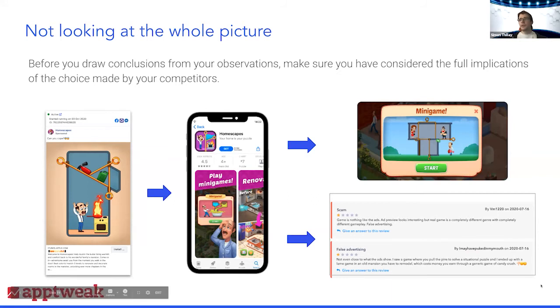And at the same time, we do see that users in the store are complaining about this, saying that the game does not conform to their expectations. So with all of that in mind, it's very important that you understand that if you want to take the same approach to creatives, these are some of the risks that you will have to deal with. And then it's up to you to decide whether it's worth it or not. But don't forget to look at the whole picture.